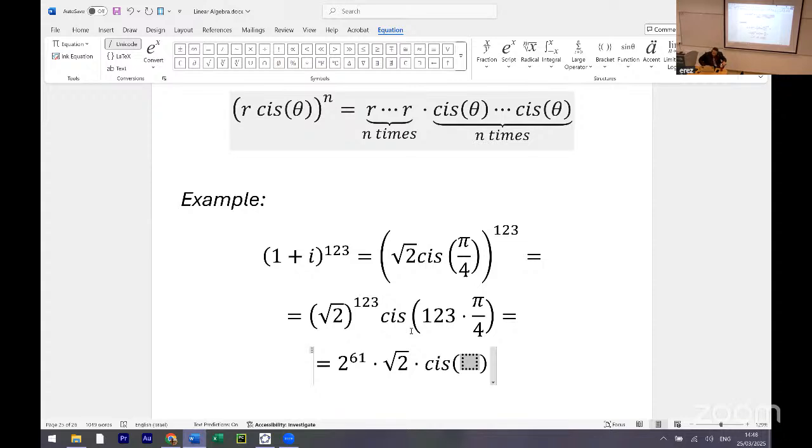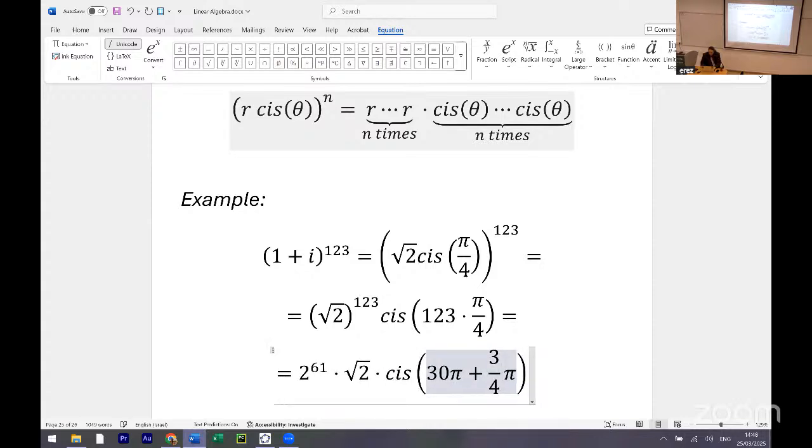120 times pi over 4 is 30 pi. So it's 30 pi plus 3/4 of a pi. Do you agree? Because 123 is 120 plus 3. 120 over 4 is 30, plus 3/4 of a pi. And what is actually 30 pi? It's 15 times 2 pi.